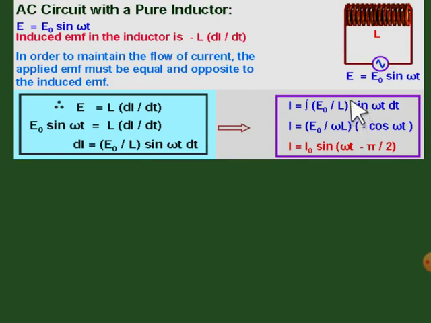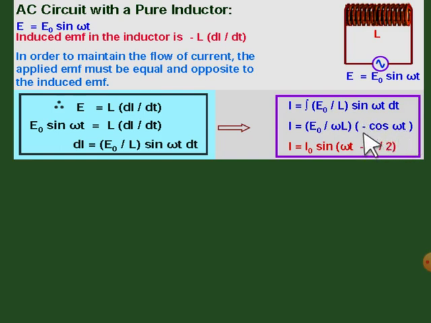When you integrate this sine of omega t, we know that the integration of sine omega t is minus cos of omega t, and since you integrate with respect to the angle omega t, another omega will come in the denominator. So you will have E naught by L omega times minus cosine of omega t.